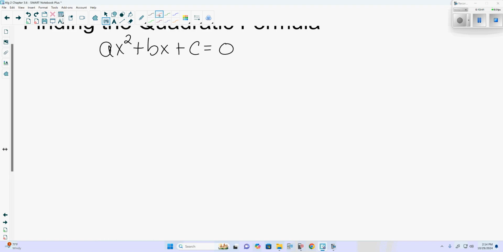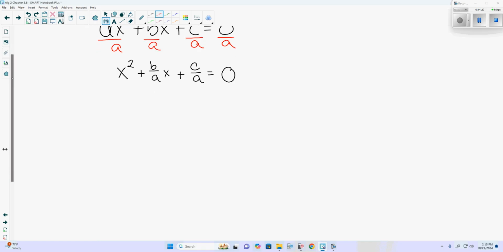Now, the first thing we would do is get a equal to 1. Well, and again, a is a value. A could be anything. So what we're going to have to do is divide everything by a. Now, our ax squared divided by a, we'll focus up here. Ax squared divided by a is just going to be x squared, because the a over a simplifies. B over a doesn't simplify, c over a doesn't, and 0 divided by a is 0.